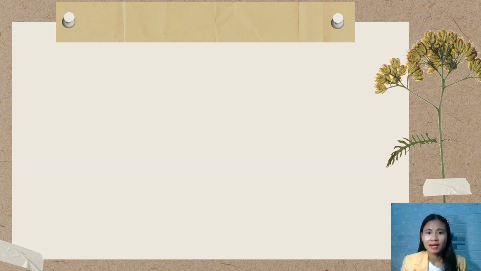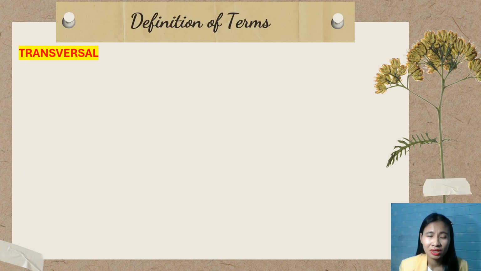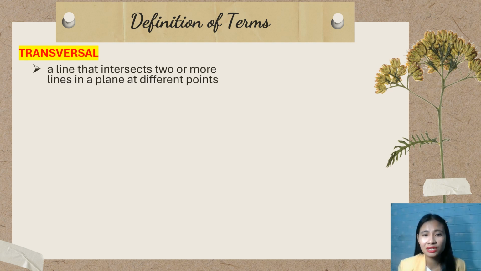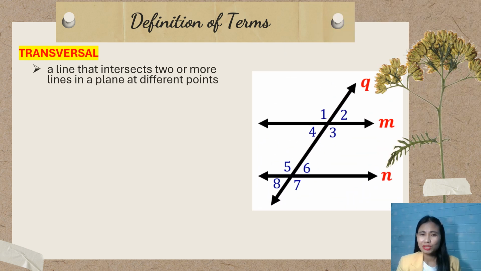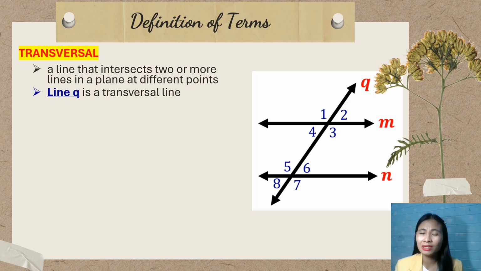Okay, next, let's have another definition of terms, starting with the transversal. A transversal is a line that intersects two or more lines in a plane at different points. Two or more lines, meaning it could be 2, 3, 4, 5, and so on. Once a particular line intersects those lines, we call it a transversal. In this illustration, the two lines are line M and line N, and line Q is the transversal. It intersects line M and line N at these particular points.